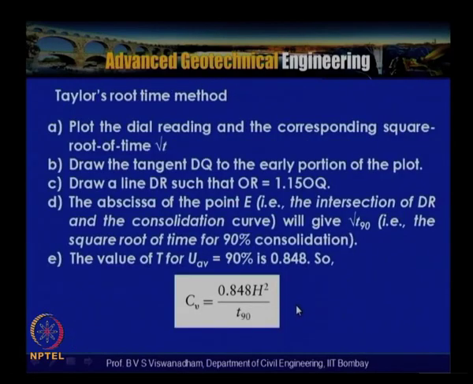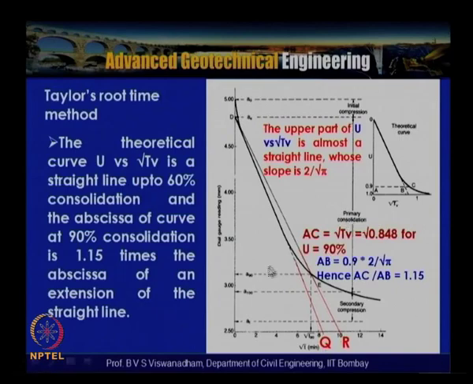The next method is Taylor's root time method. Here, also for a given load increment, we plot the dial reading and the corresponding square root of time. So dial reading is on the y axis and square root of time is on the x axis. Then we have to draw the tangent DQ to the early portion of the plot. You can see that the x axis is marked with root t in minutes. Whatever time we take, we plot it on the root t scale on the x axis, and the dial gauge readings we record can be plotted here.